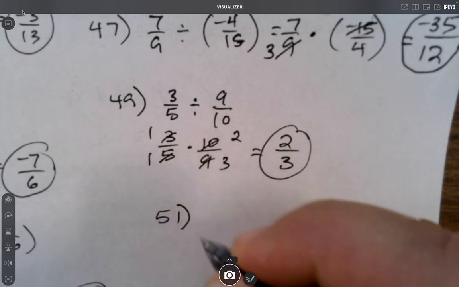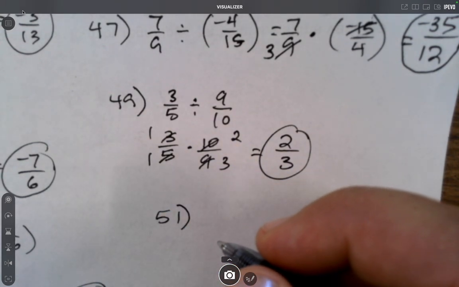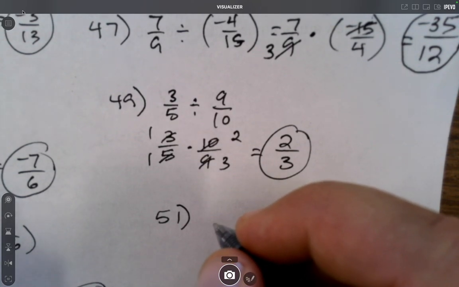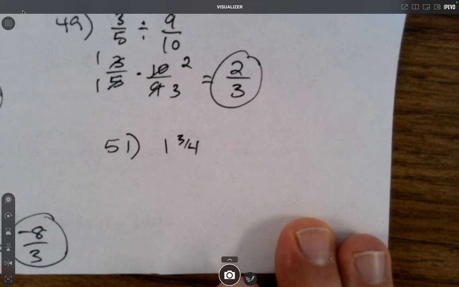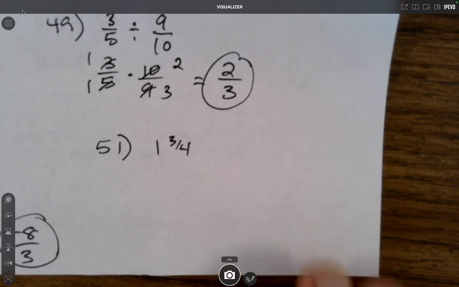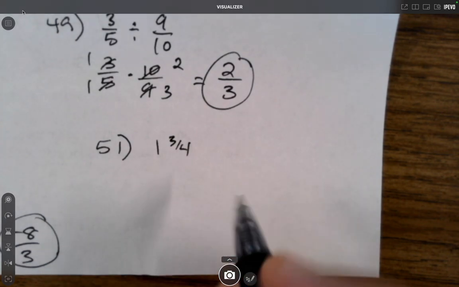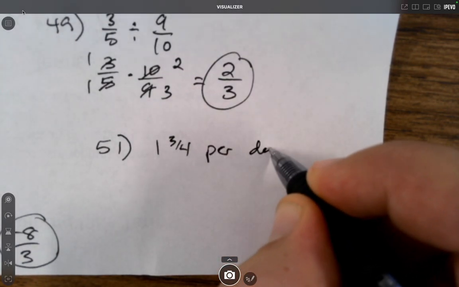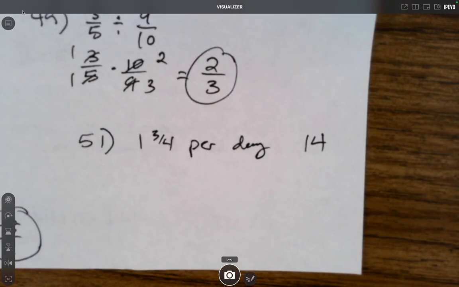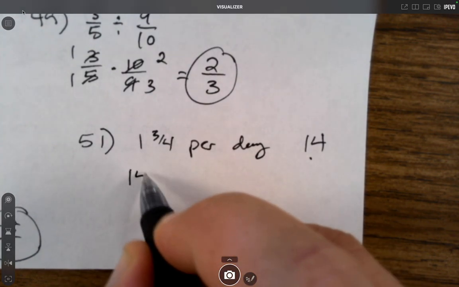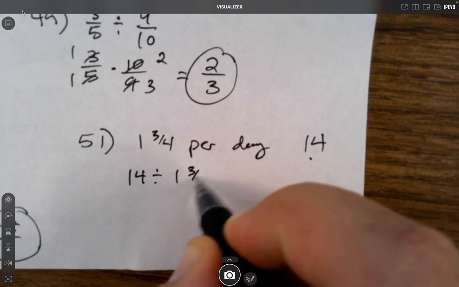And 51. This is a word problem. Pilar drinks 1 3/4 glasses of milk each day. So 1 3/4. At this rate, how many days will it take her to drink a total of 14 glasses? So it's that many per day. And the question is, how many days will it take for her to drink 14 glasses? So we'll actually need to do 14 divided by 1 3/4.